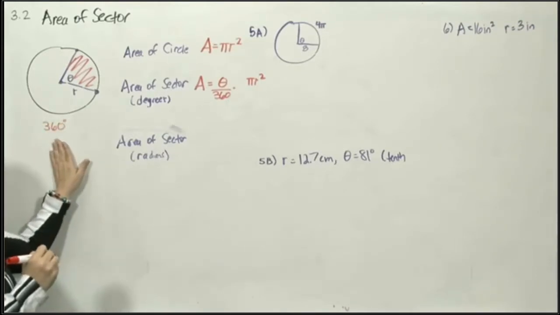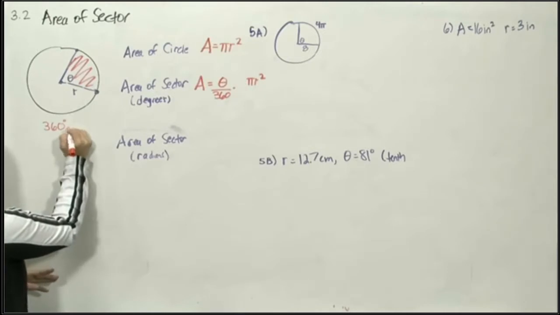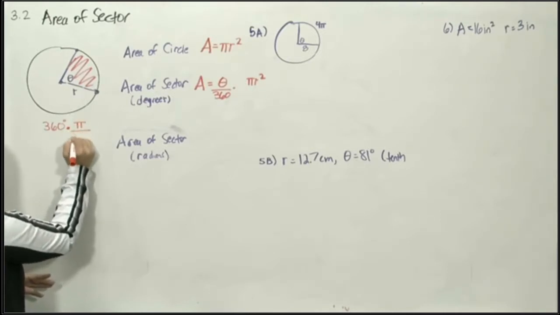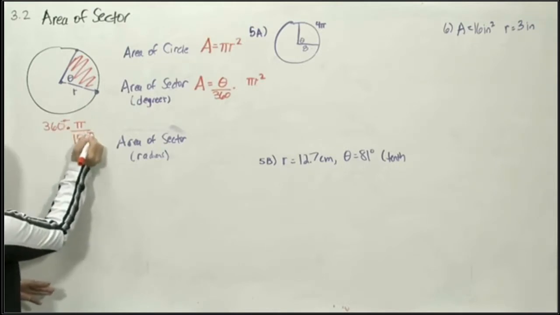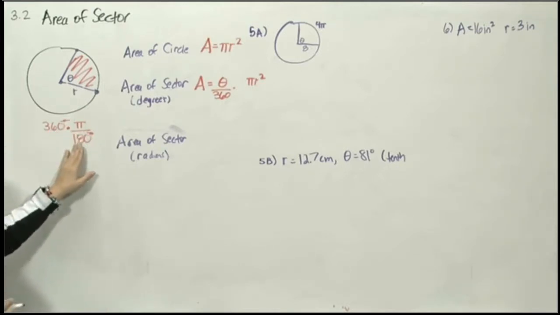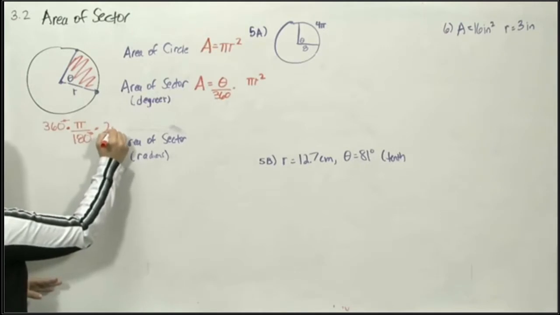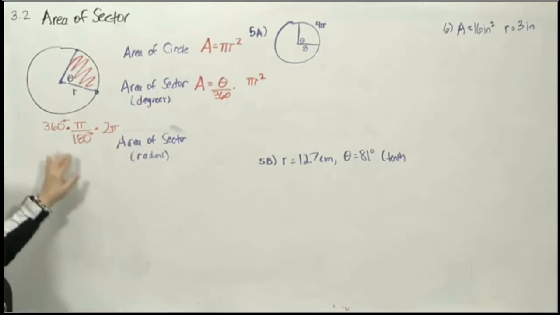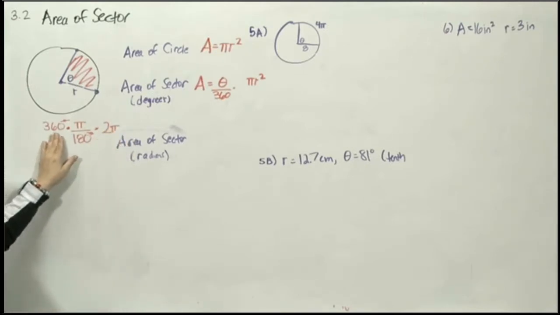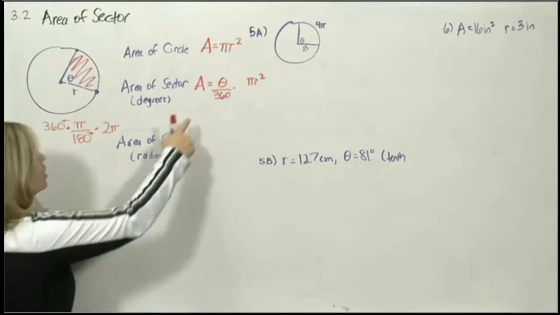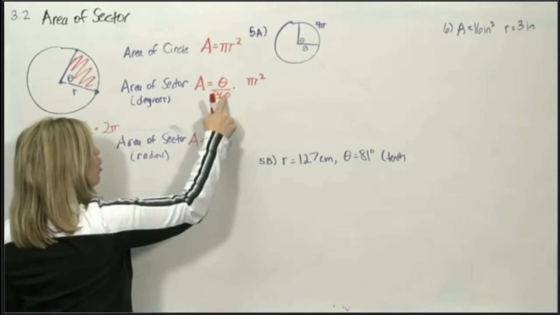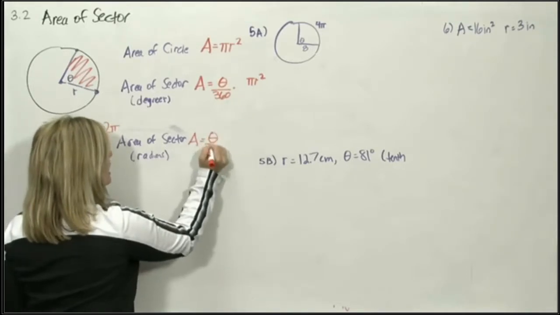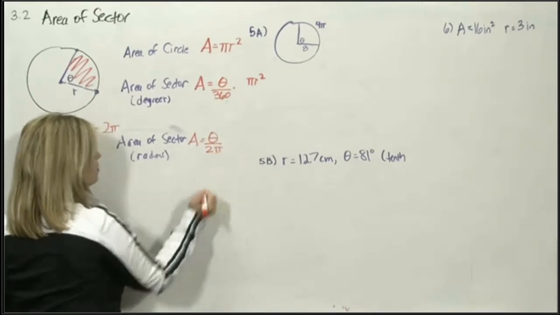So let's come over here and convert 360 degrees to radians. How do you convert degrees to radians? You multiply by pi over 180. And the degree symbols are going to cancel out. And 360 divided by 180 is 2. So we know you can rewrite 360 degrees as 2 pi radians. So I'm going to take the same formula up here, and instead of writing theta over 360, I'm going to write theta over 2 pi. Doesn't that make sense?